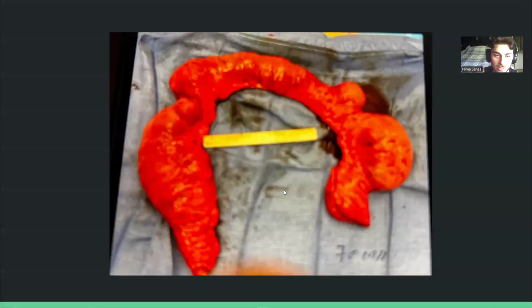Here is a piece of inflamed intestine that I was able to retrieve from images, and you can see how beat up it is. It's really got a lot of inflammation going on on the outside of it.